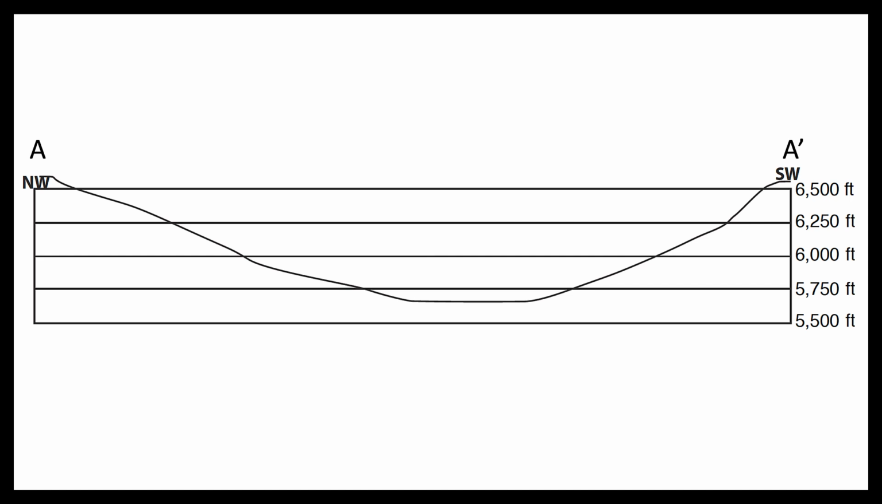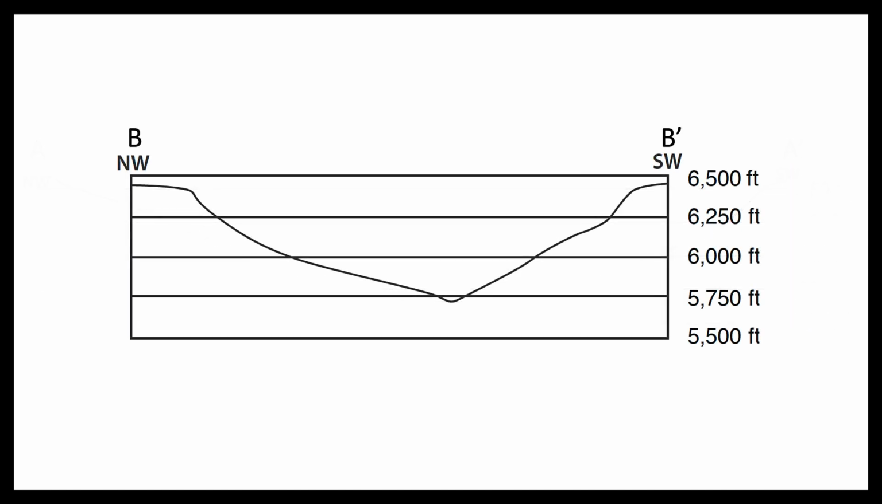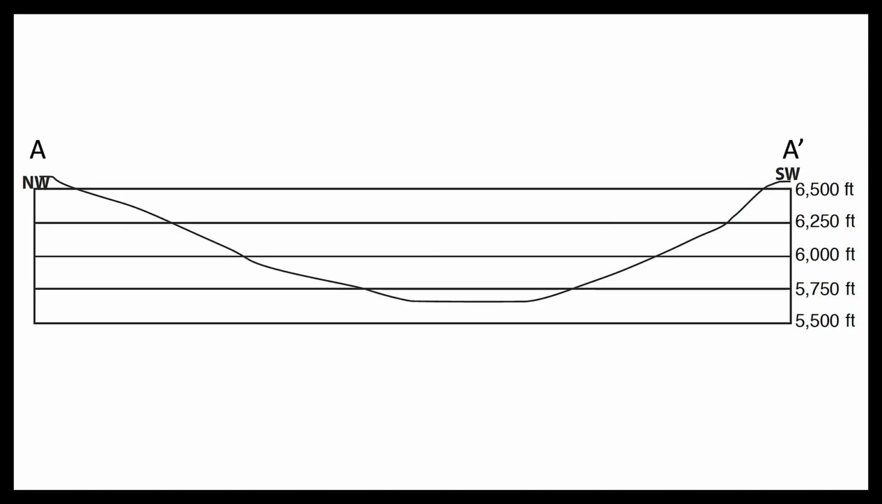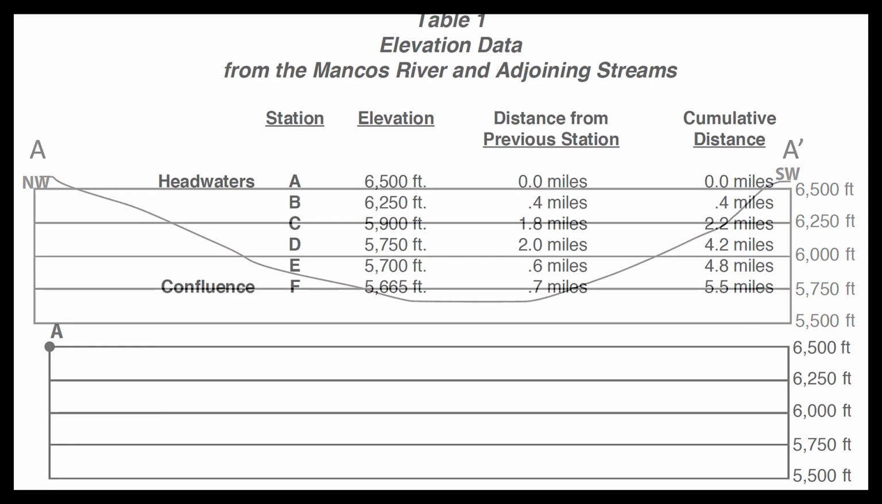So those are the two. This is A to A prime across the Mancos River Canyon. You compare it to the Johnson Canyon's more V-shaped profile, and we get a sense of how things are changing and evolving in this particular landscape.